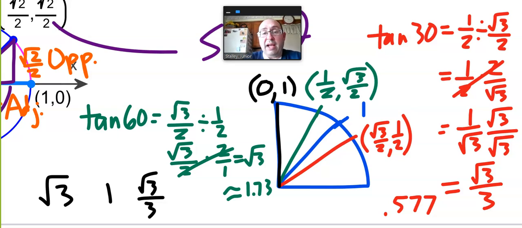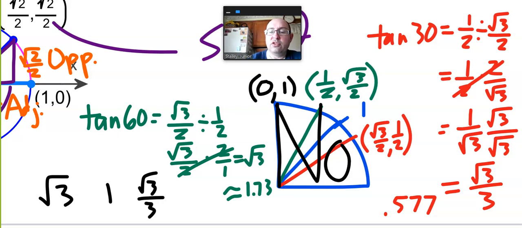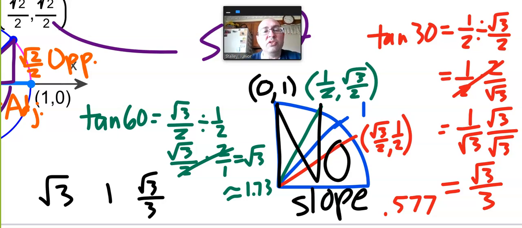Now you notice the black one that I drew in for the 90-degree angle. Well, we know that the x value is 0. That's the cosine. We know that the y value is 1. That's the sine. But what about the slope? The slope, the tangent of 90. Well, remember, there is no slope. On a vertical line, there is no slope.